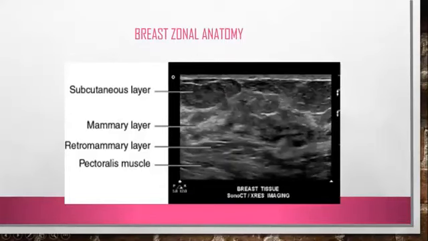Okay, the mammary zones on ultrasound. This is the subcutaneous fat. This is the pre-mammary zone, and as we mentioned, the gland is more echogenic. The fibroglandular tissue is echogenic, representing the mammary zone, and posterior to which there is a thin layer of hypoechoic fatty layer, which is the retromammary layer. It's separable from the underlying pectoralis muscle.